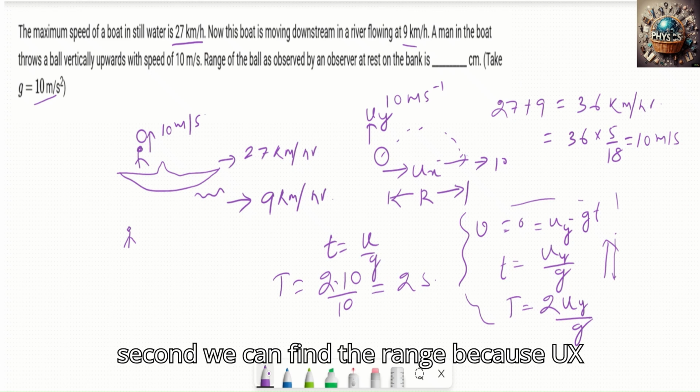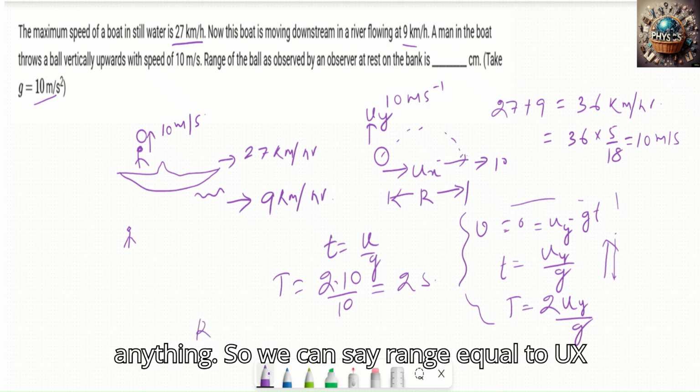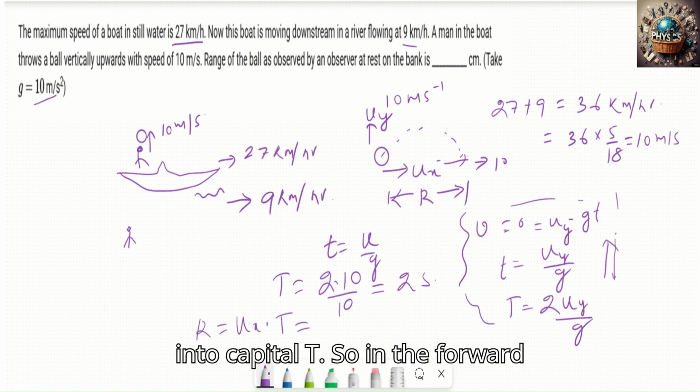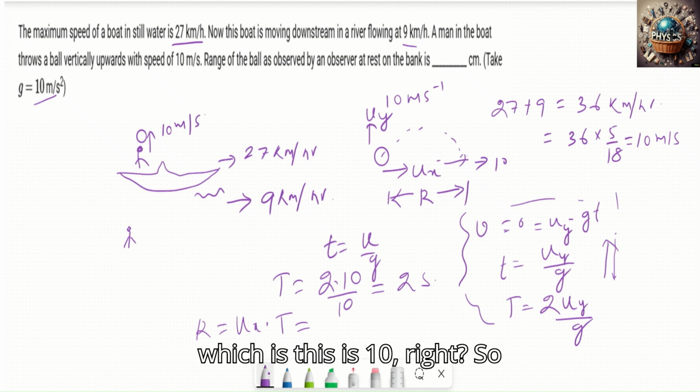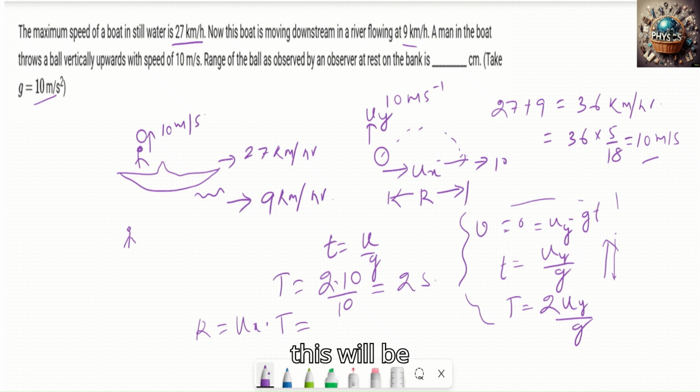So with t equal to 2 seconds, we can find the range because ux is constant. It is not impacted by anything. So we can say range equal to ux into capital T, so in the forward direction. So that gives me 10 into 2, this is 10, right? So this will be 20 meter.